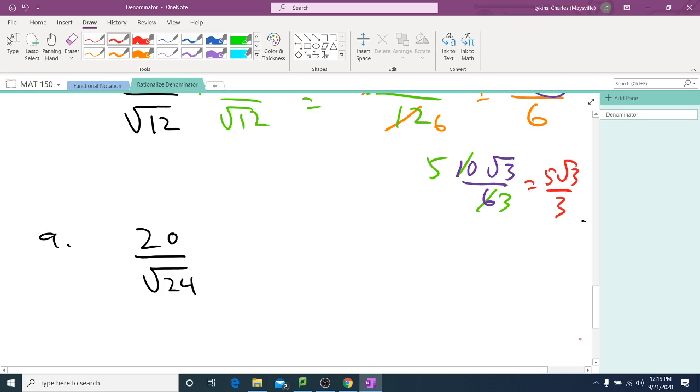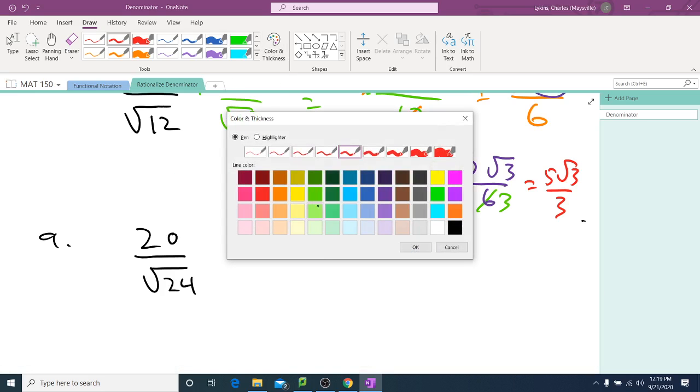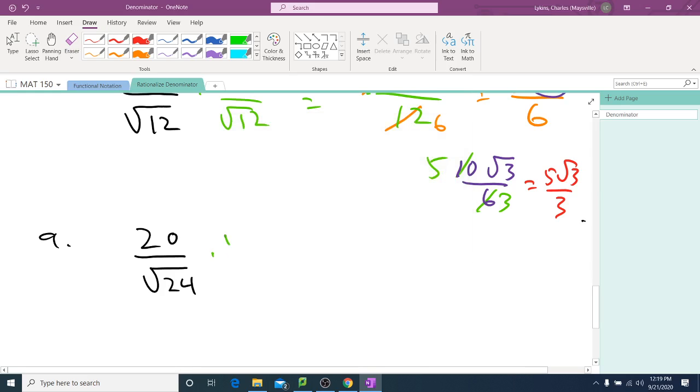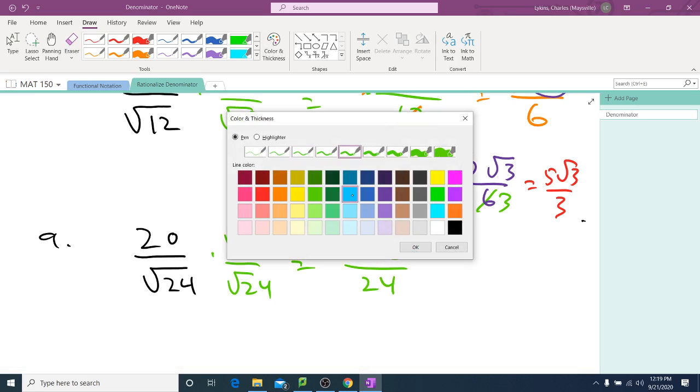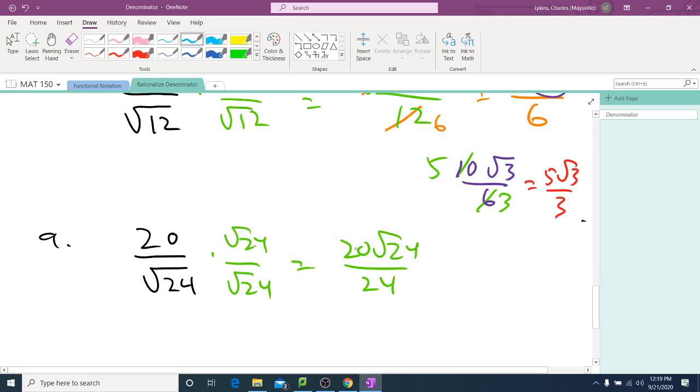Okay, my last two, we're going to have to break down the answer a little bit more like what we have done in problem number 8. So I'm going to do square root of 24 over square root of 24. That gives me 20 square root of 24 over 24. I know right off the bat that 4 goes into that 5 times. 4 goes into 24 6 times. So that's 5 square root of 24 over 6.